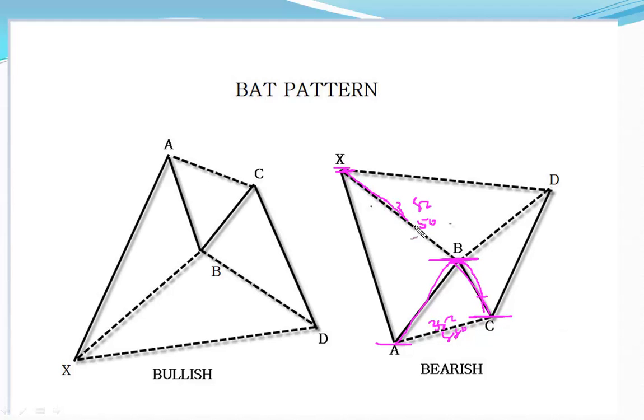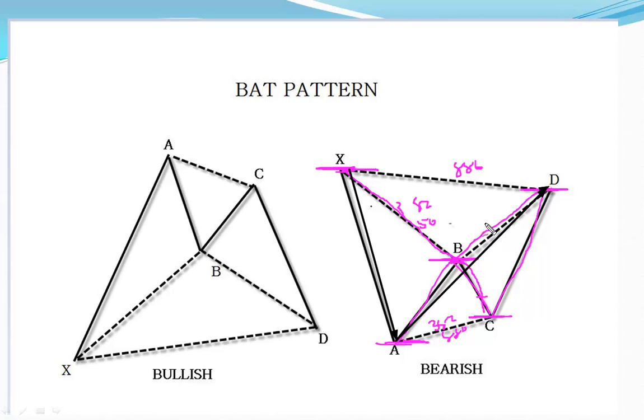So as long as this criteria is holding, we then look up at this criteria coming up into D. D would be an 886 of the X to A swing up. So let's take that little swing here, down here, up 886% of that swing. And that would be your bat pattern.